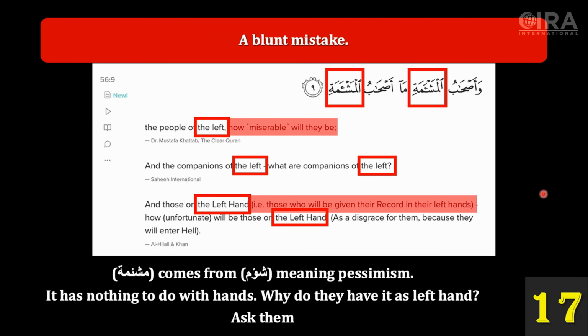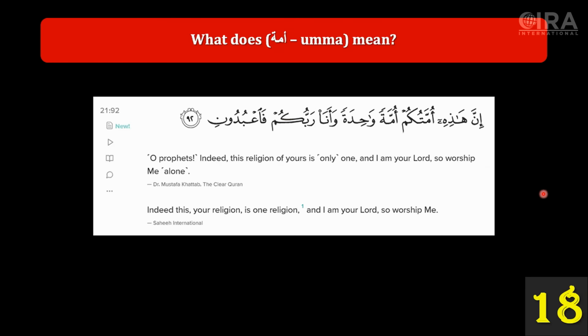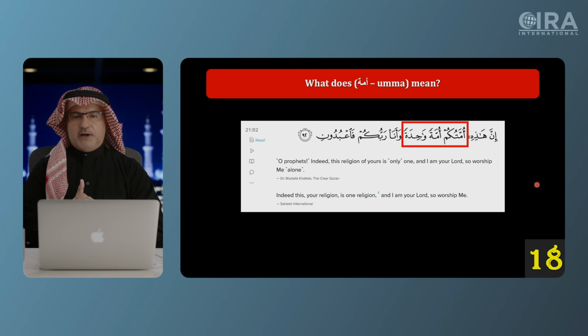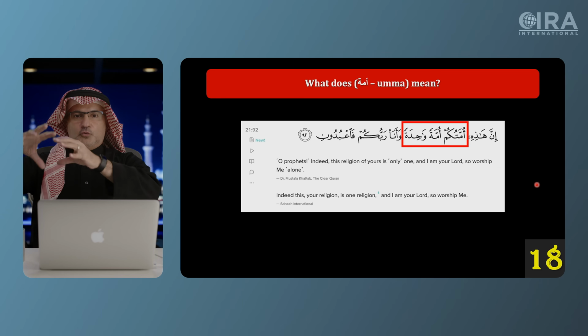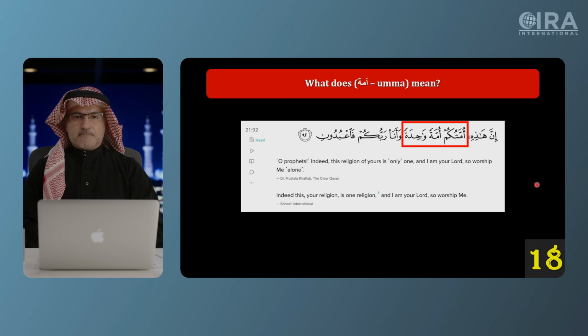This is correct. Yeah. Now, we will move to another one, which is the word ummah. What does the word ummah mean? What do you know about ummah? Again, if you're asking me, the way I've been influenced to think about it, of course, it will mean a nation, maybe, or a group of people, if you wish.